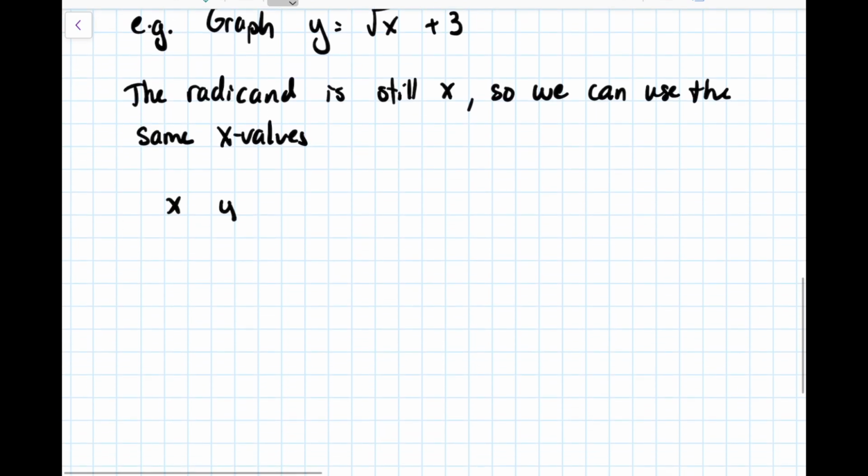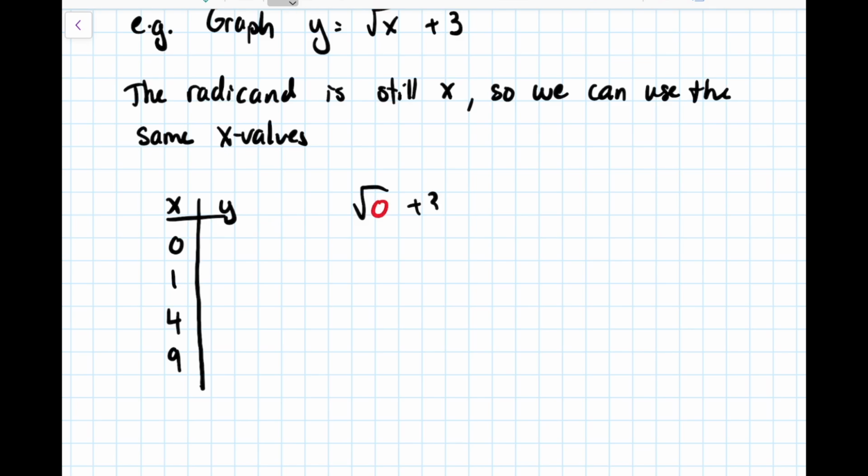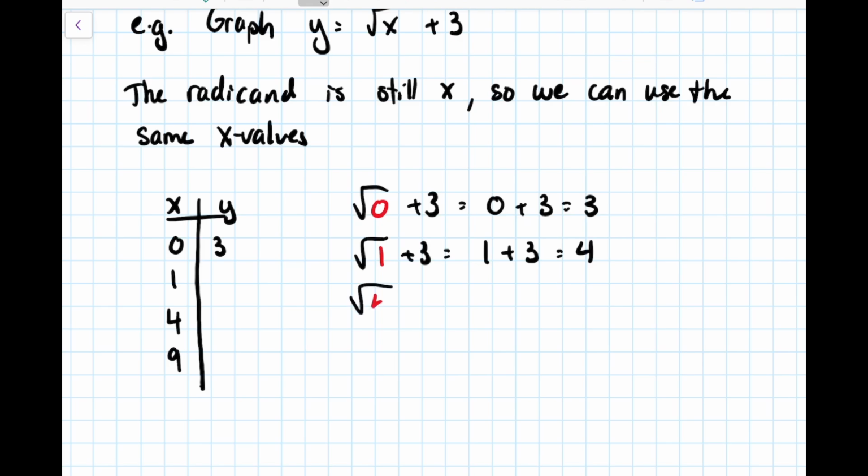We've got x and y, 0, 1, 4, 9, and I'm going to leave off 16 this time. And so if we calculate our points here, we've got the square root of 0 plus 3, which is 0 plus 3, which is 3. The square root of 1 plus 3 is going to be 1 plus 3, which is 4. The square root of 4 plus 3, and you can probably get the idea here, right? This is going to be 2 plus 3, which is 5, and so on. So if we put 9 in there, we're going to get 6.